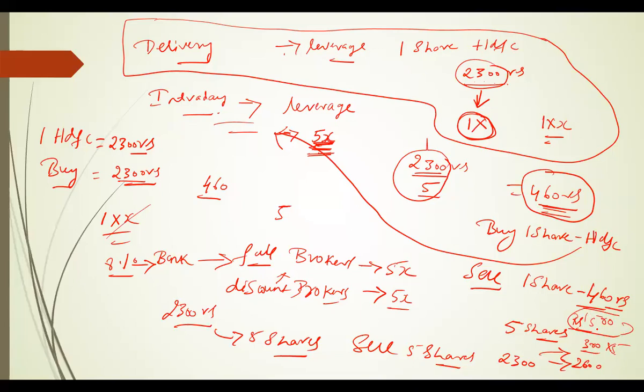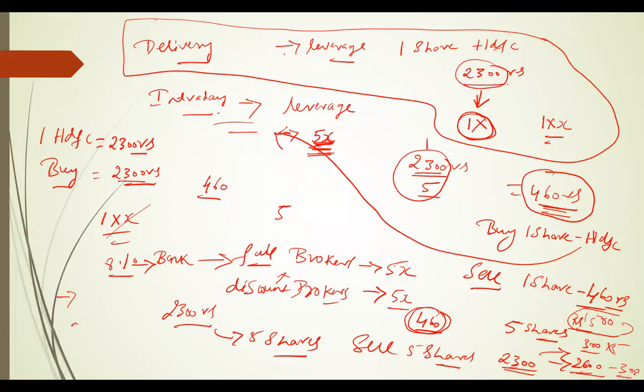Suppose, for example, if I have only 460 rupees, I bought only 1 share. Then at the end of the day, if the share value is 2,600, what will be the benefit for me? 300 rupees, because you bought only 1 share. So is it 460 plus 300? No, this is nothing to do with that. You have to calculate the share price. 2,300 went to 2,600, directly 300 rupees profit.